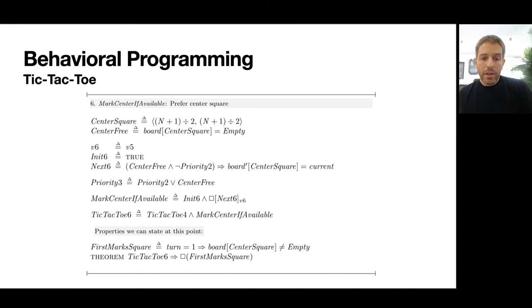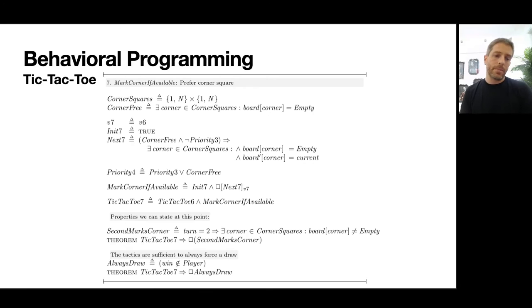Then we add a lower priority rule that if the center square is free, we place our piece there. Here, for example, we can check that the first move will always place a piece in the center square. Finally, we add a rule with a lower priority still that says that if a corner is free, place a piece there. At this point, we can already check that the rules we have so far will always lead to a draw.